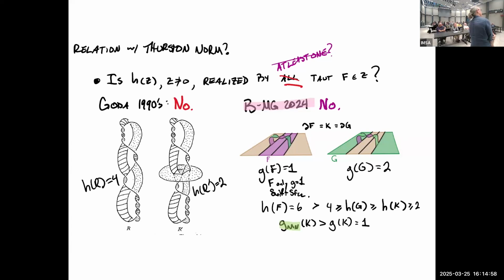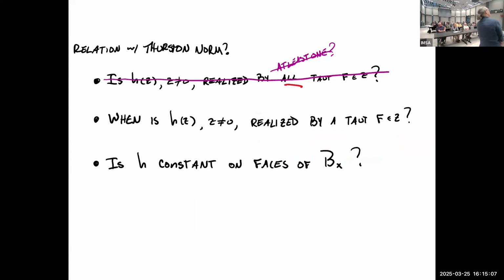And so this really threw off the rails any hope that there was anything very nice in relationship to the first one. So you might wonder, well, first, when is it actually realized by a top? Can you say something? When do you know which classes are going to be realized by a top Cypress surface? When is the handle number actually going to be realized by one?